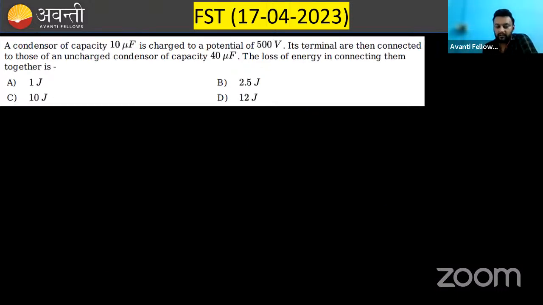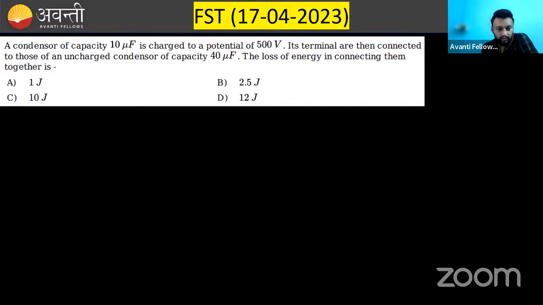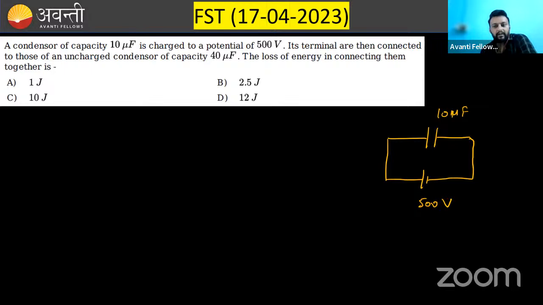Next question. This is a very important question. Question says a condenser, that means capacitor, of capacitance 10 microfarad is charged. That means there is a capacitor which has a capacitance of 10 microfarad, is charged by a potential of 500 volt, like this. Clear?